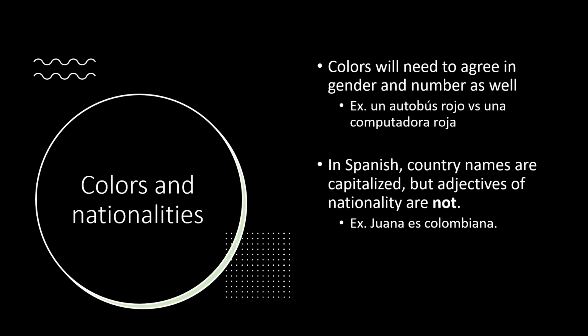Next, we talked about this last semester, but country names are going to be capitalized, but the nationalities are not capitalized. In Spanish, we use nationalities as adjectives. They are not considered proper nouns. So just like on your nationalities list from last semester, you had to write all 4 forms. Okay? You have here an example of Juana es colombiana. So that's saying that Juana is Colombian. Notice that colombiana is not capitalized and it is feminine because we are talking about Juana, a girl.